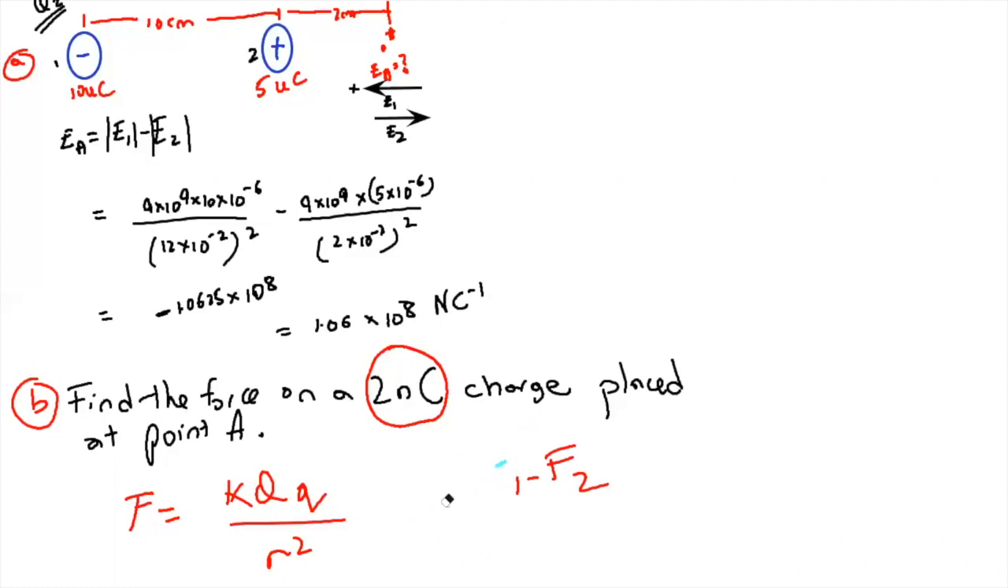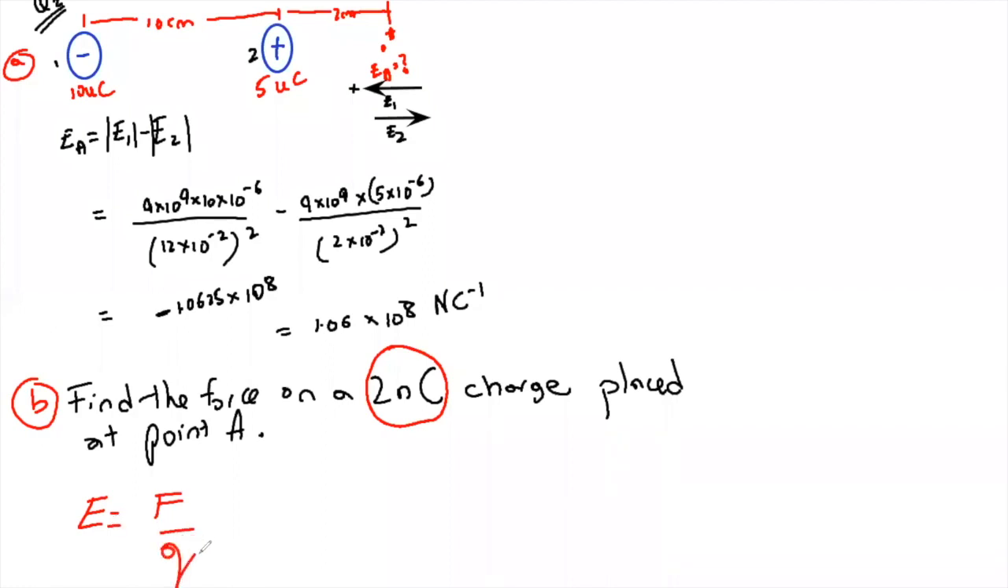Now, I am going to assume that at least one of you did what I am going to do right now. It's advice: whenever you are in this situation, follow this. Whenever they ask you in the B part, like find the force on a 2 nC charge, check this out. What is the formula for electric field? E is equal to F divided by Q, right? So I want to find the force, so F is EQ. Do I have the electric field? Yes. Do I have the charge? Yes.